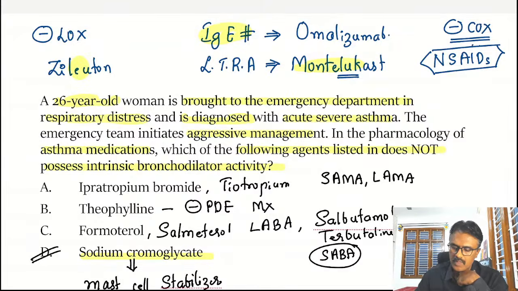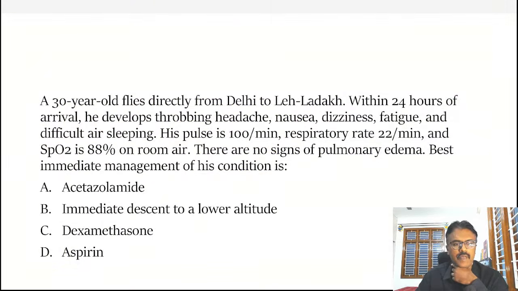Okay, let me move on to the next question, a frequently asked question in FMGE. Let us read this. A 30-year-old flies directly from Delhi to Leh Ladakh. Within 24 hours of arrival, he develops throbbing headache, nausea, dizziness, fatigue and difficulty sleeping. Pulse is 100, respiratory rate a bit high at 22, and saturation is 88% on room air, which is a bit lower. No signs of pulmonary edema. What is the best immediate management?